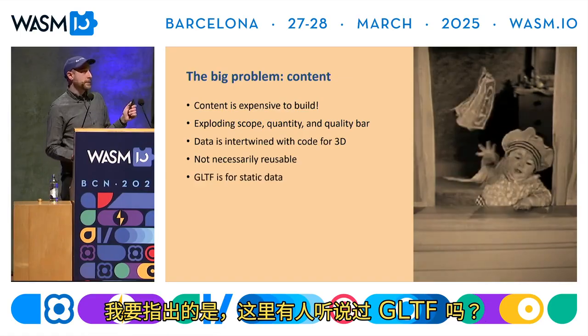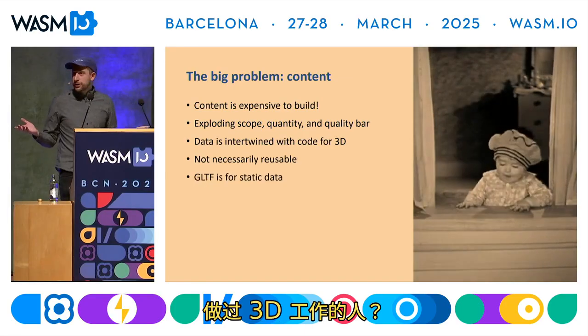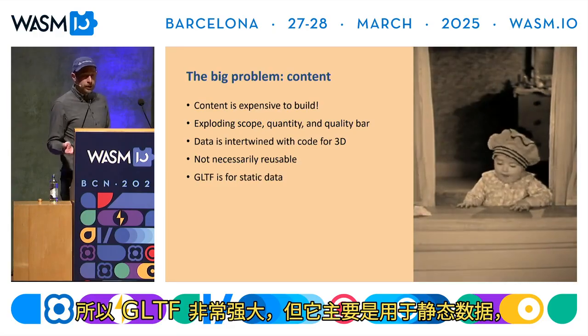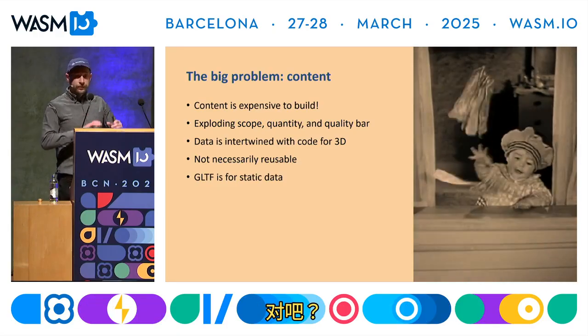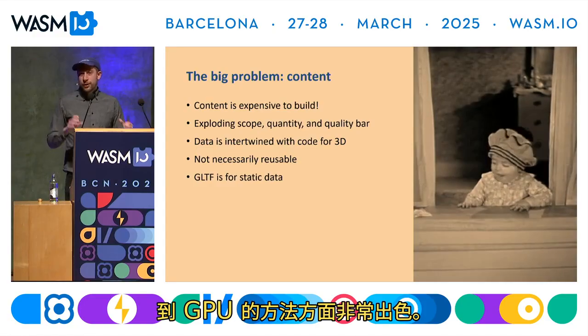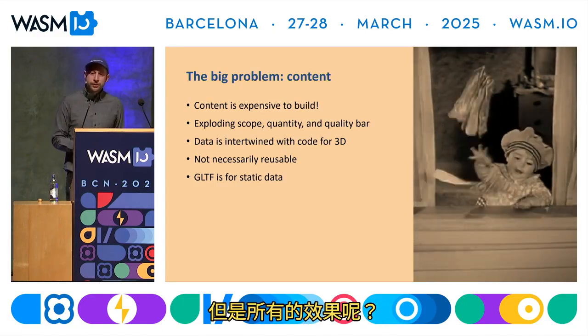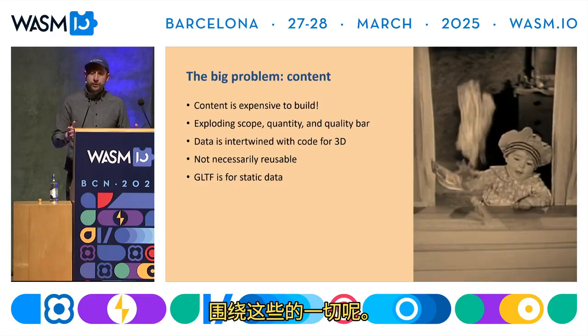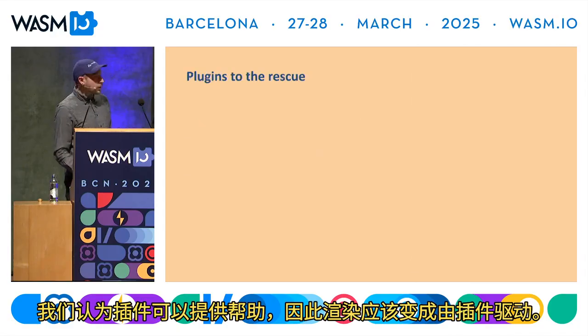Something I'll call out is, anybody here heard of glTF? Anybody's done 3D work? So glTF is very powerful, but it's mostly for static data, right? So it's very good at defining vertex formats, ways to get data onto the GPU. But what about all of the effects? What about the data flow? What about the parameters? Everything around that. We think plugins can help.